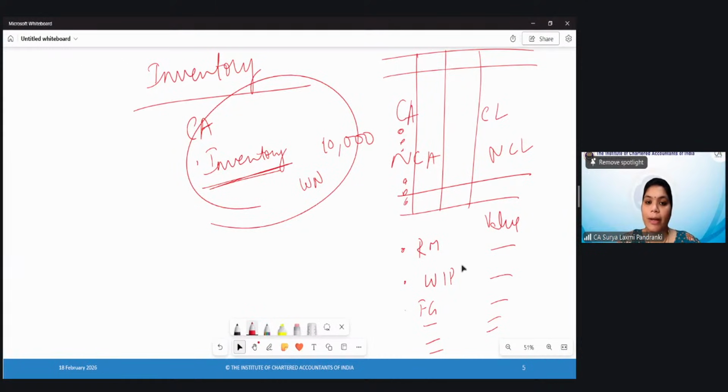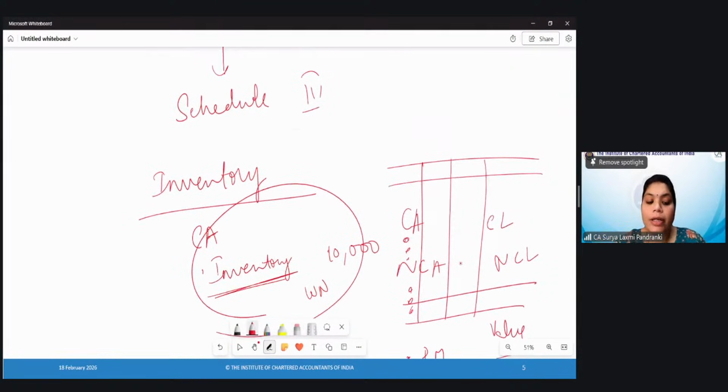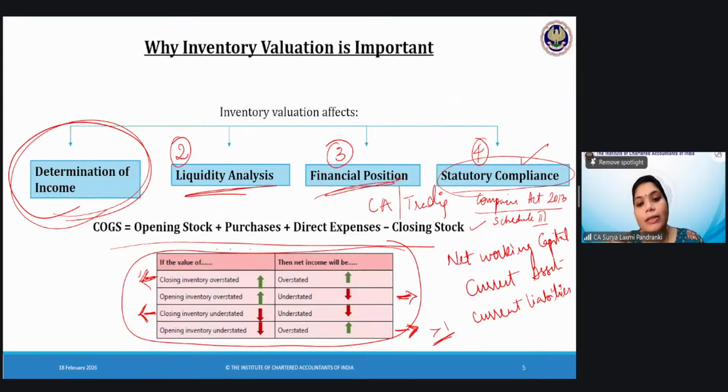That is statutory compliance. If you don't comply with that, what will happen? That's a different story, right? If you're not following as per Schedule 3, that's a different story again. So compliance with the Companies Act is very important, and you do according to whatever is mentioned in Schedule 3 as per the Companies Act. That is statutory compliance, which means complying with whatever is there in the Act, is also important, right?